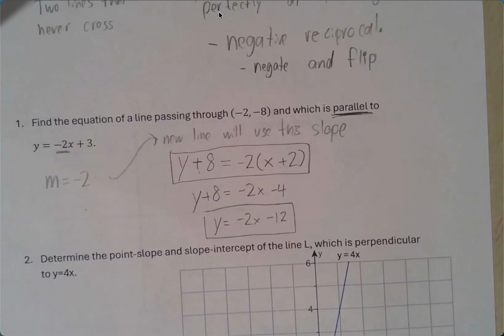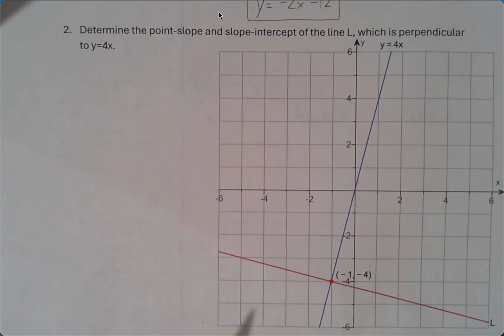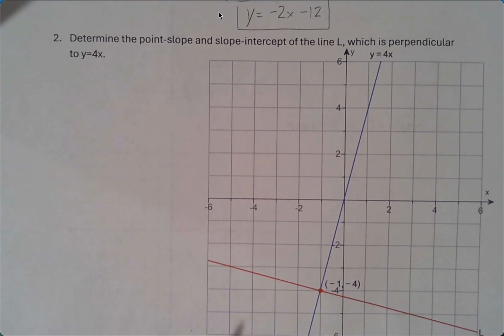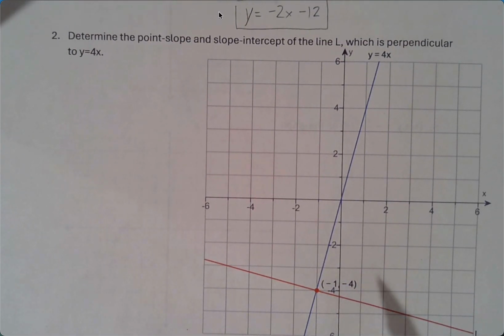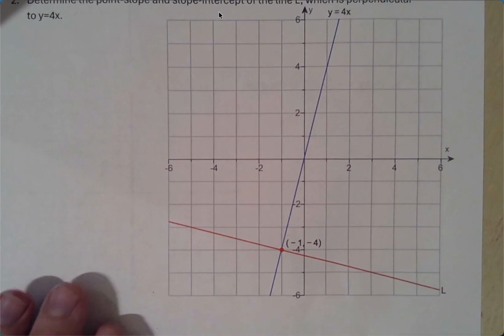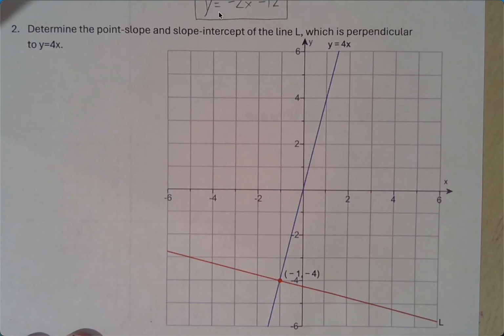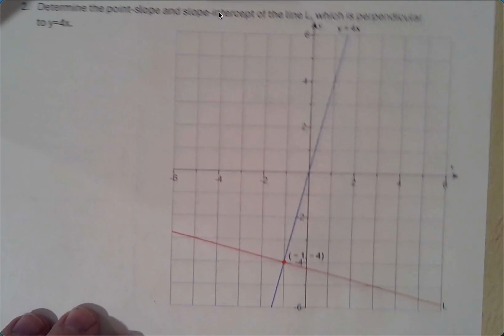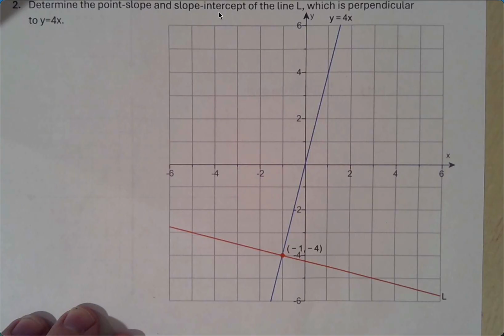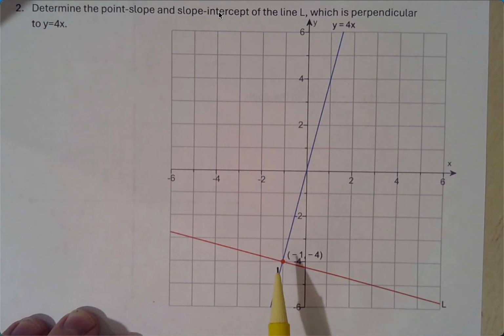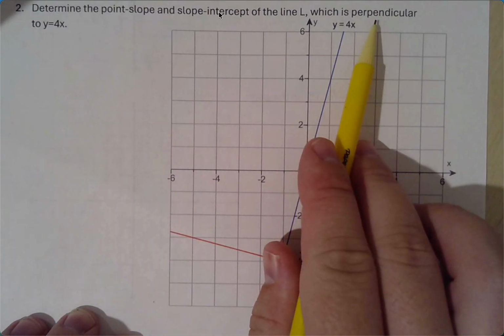Okay. We're almost done. We've got just one more example. It says determine the point slope form and slope intercept form of the line L. Now let's look carefully here. L is this line in red, which is perpendicular to y equals 4x. Now, one thing here is that they're giving us this point here, the -1, -4, so that's probably the one we're going to use. Now, also, I hate to say it, but because this line is already graphed, we actually don't need to worry about the fact that it says perpendicular.